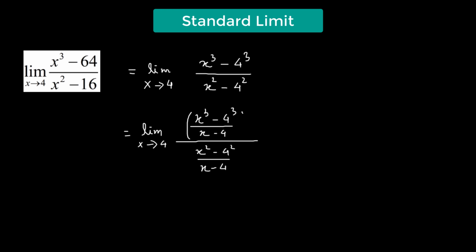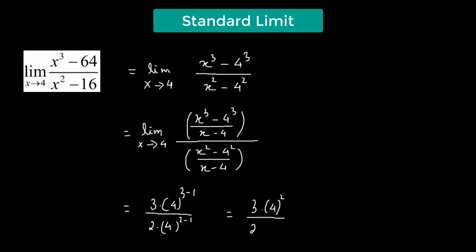Now we can apply the limit to both the numerator and the denominator separately, and that is going to give us 3 times 4 raised to the power of 3 minus 1 divided by 2 times 4 raised to the power of 2 minus 1, which is equal to 3 times 4 squared divided by 2 times 4. So one 4 from both the numerator and the denominator gets cancelled out. So we have 3 times 4, which is 12, and 12 divided by 2 is finally 6. So this is going to be the limiting value of the given rational function when x approaches 4.